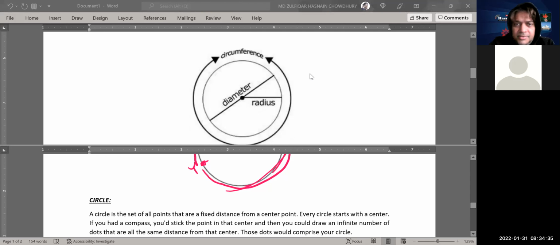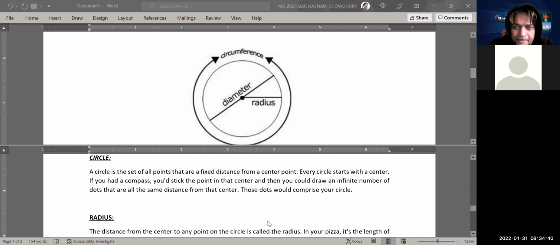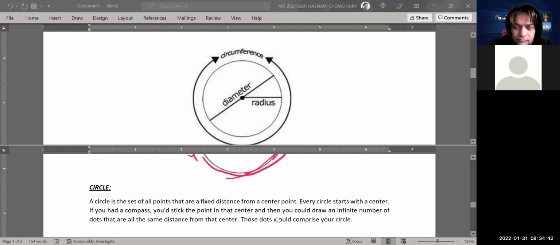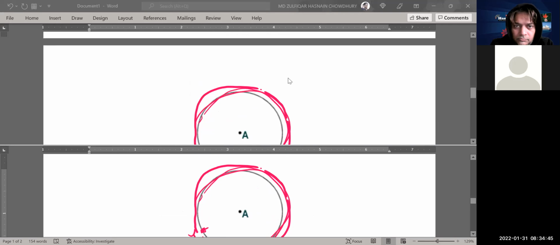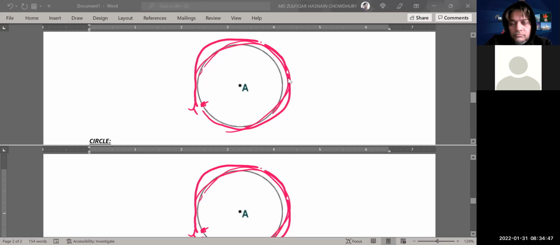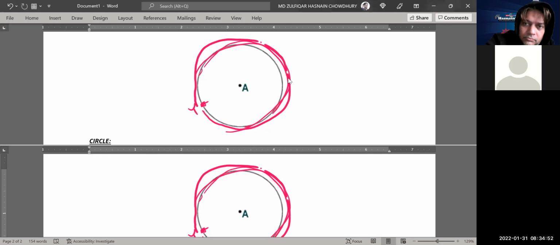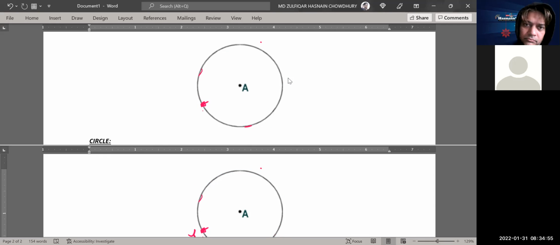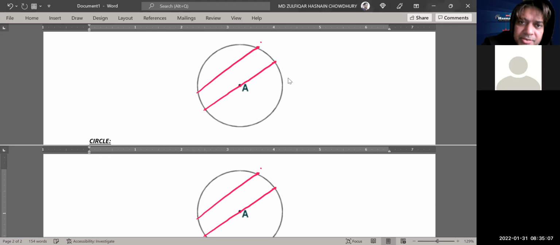So circumference, diameter, radius, okay? When it is a diameter, it must go through the center. But if it doesn't go through the center, what do you call it?